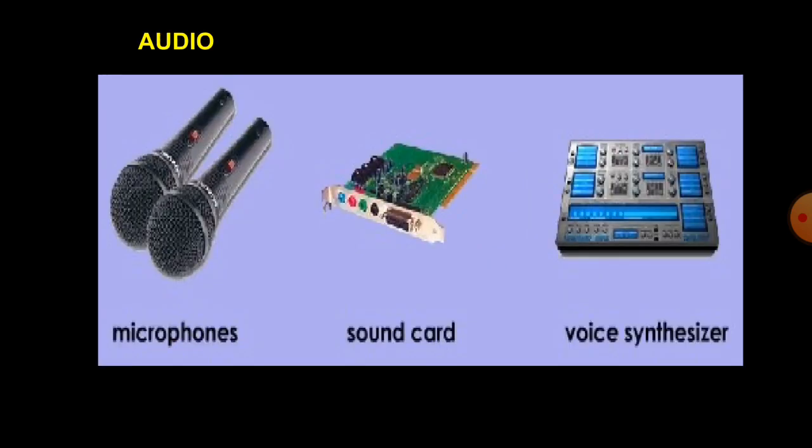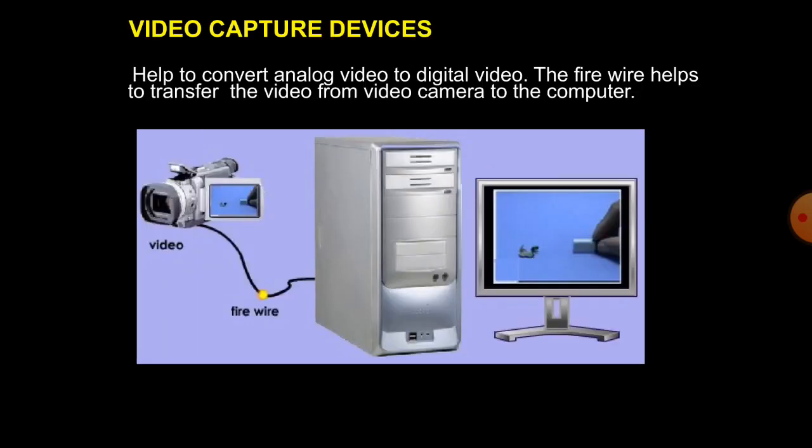And next, audio devices. For these audio devices, we'll have some microphones, sound cards, voice synthesizers. These are the different hardware for this audio. So here we are having the microphones. Already we have seen about these microphones. And sound cards. In some systems these sound cards are inbuilt, and for some other systems we can keep this sound card in our CPU, so that the voice will be coming from the particular device. And next we are having the voice synthesizers. These are the different audio equipment we are having.